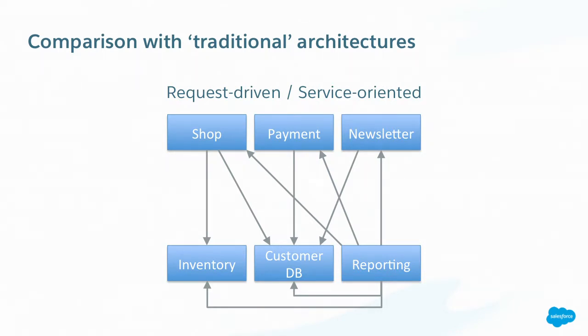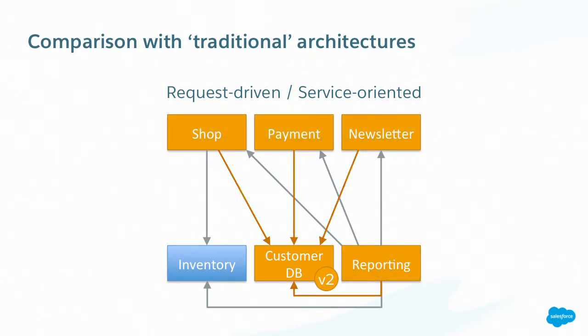Now, what happens in this kind of architecture is if we need to change one of the APIs that this customer database service exposes, there's going to be something called a ripple effect. So, for example, if I want to deploy a new customer database that exposes a new API, version 2, for example, I'm going to impact all the links to this service. So the shop, the payment, newsletter, and reporting are going to be impacted.